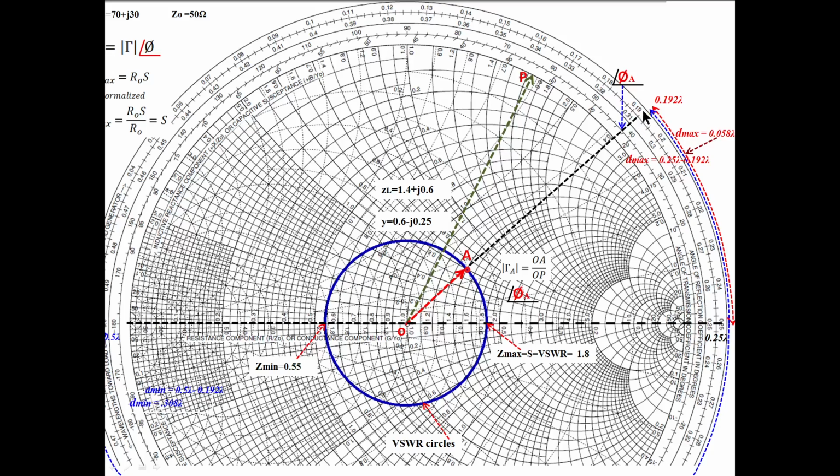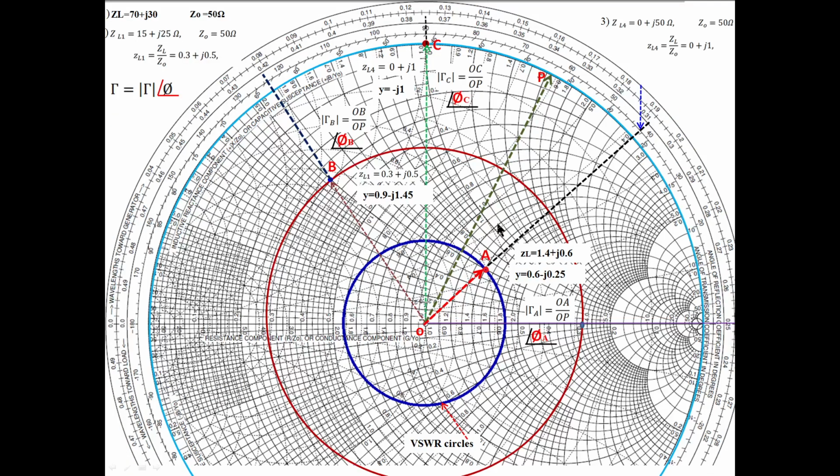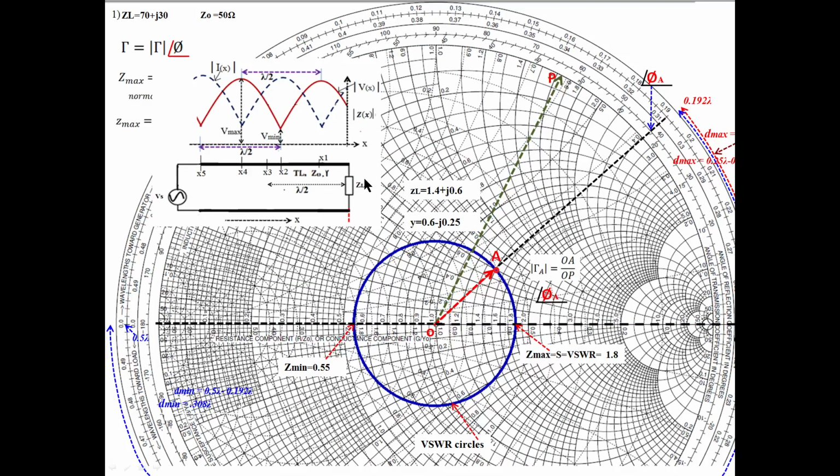0.25 minus this value 0.192 lambda. You will be getting this distance. The red color marking, whatever arrow I have shown, that is 0.058 lambda. So that is the distance in terms of lambda. We can multiply this by the lambda value, and we will get the actual value. So the distance from here to here is equal to this. That is the distance from here to here, the maxima distance.